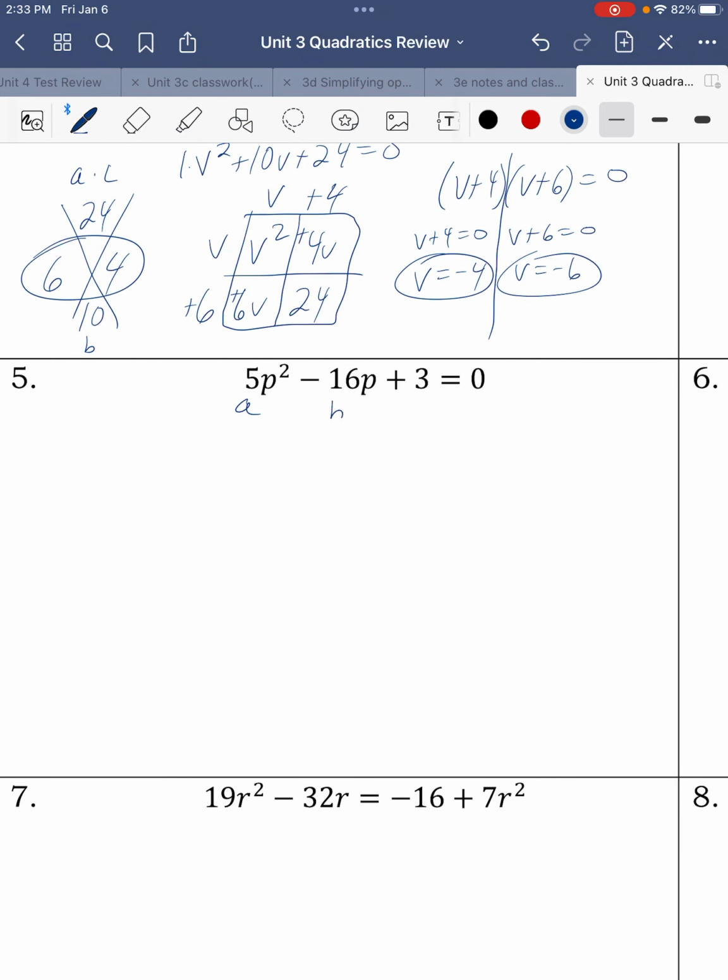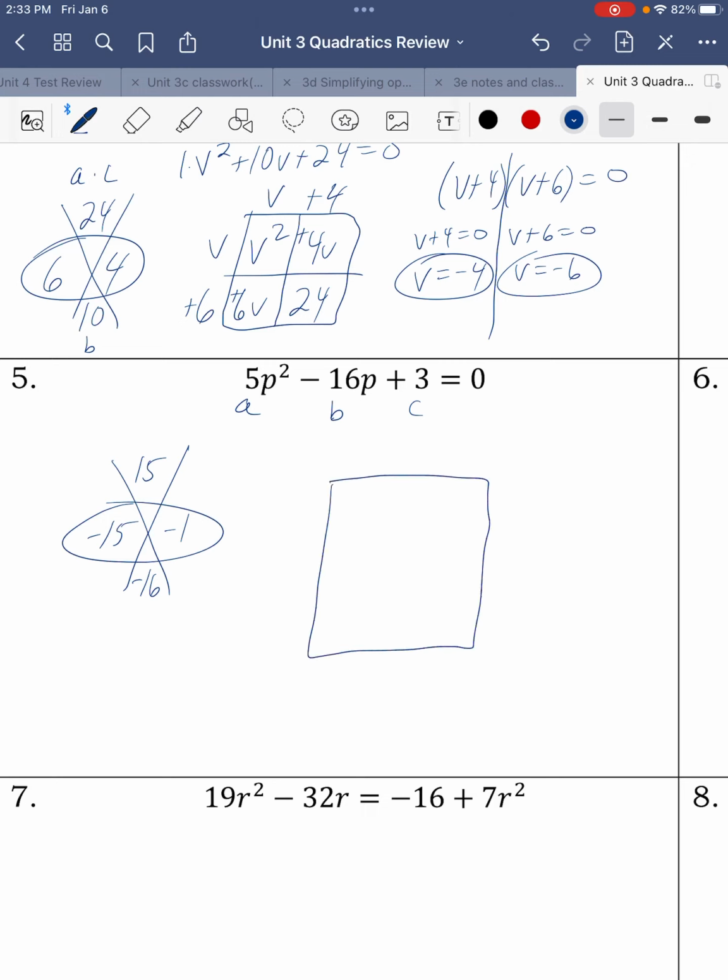Number 5, we have no greatest common factor. We have our a, b, and c. We do a times c, it's 15, what adds up to negative 16? That is, multiplies to 15, so that's negative 15 and negative 1. They multiply to 15, but add up to negative 16. So we have 5p squared, we have a positive 3, that's our a and c term. Negative 15p and negative 1p are going to add up to your b term.